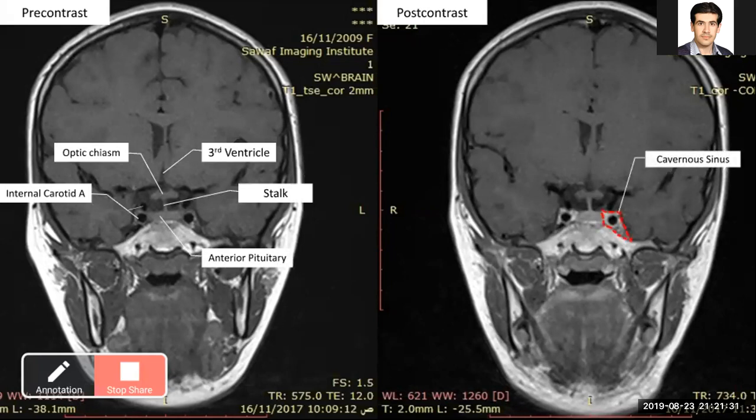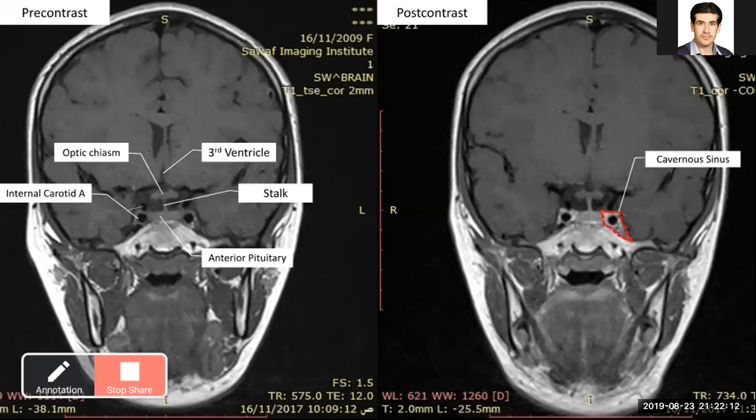The most important structure near the pituitary gland is the cavernous sinus system, which contains some vital structures like the carotid artery and the cranial nerves, third, fourth, sixth, and two branches of the trigeminal nerve. The cavernous sinus should be focused on in pituitary imaging, especially when there is a tumor in the pituitary gland, because invasion of the cavernous sinus will make the surgery not curative.